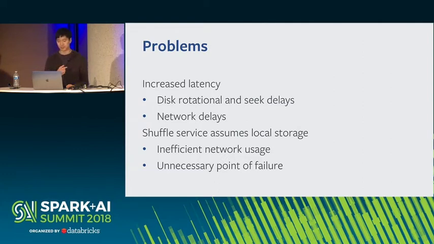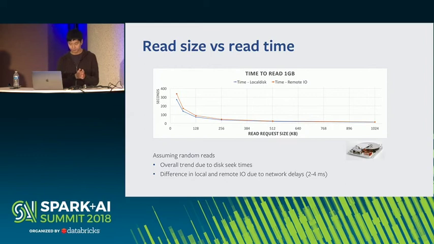Another thing is that right now Spark has the assumption of local storage. In particular, Shuffle service has some inefficient usage of local storage, which I'll go into. So here I want to give you some of the solutions we found for these problems.